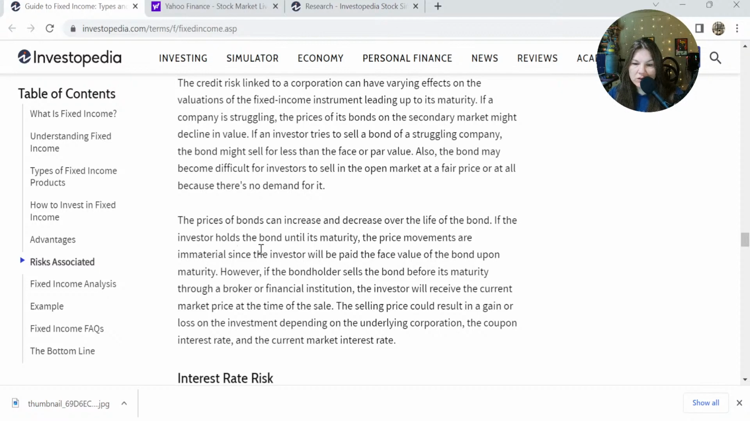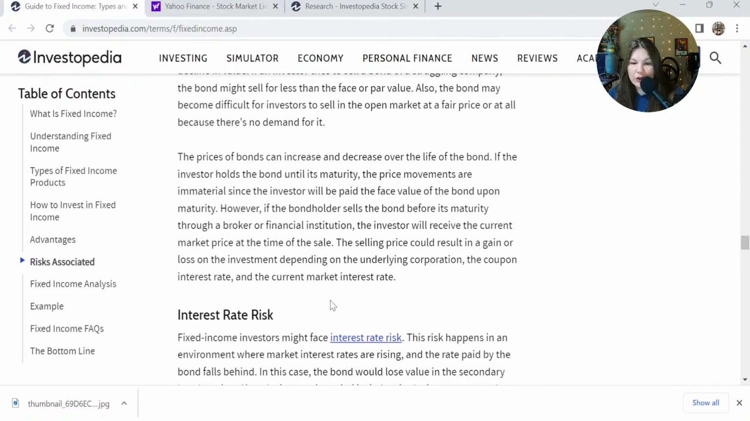If the investor holds the bond until its maturity, the price movements are immaterial since the investor will be paid the face value of the bond upon maturity. However, if the bondholder sells the bond before its maturity through a broker or a financial institution, the investor will receive the current market price at the time of the sale. The selling price could result in a gain or a loss on the investment depending on the underlying corporation, the coupon interest rate, and the current market interest rate.